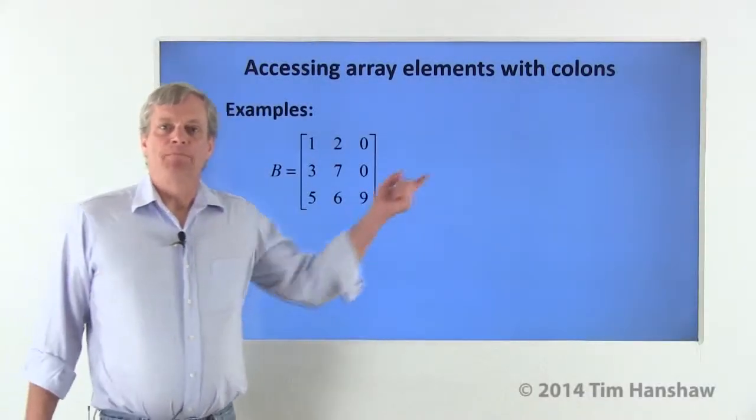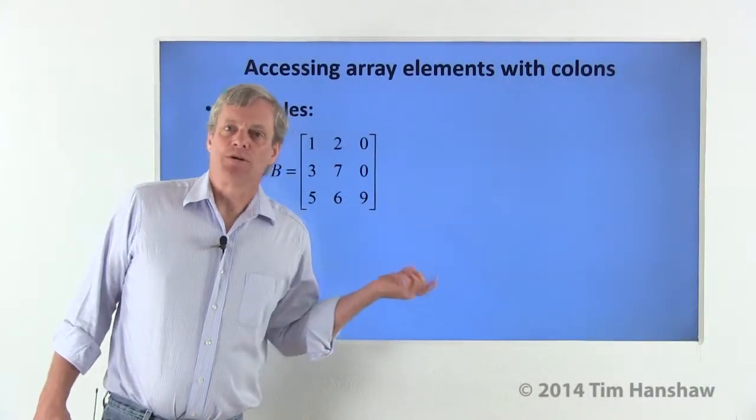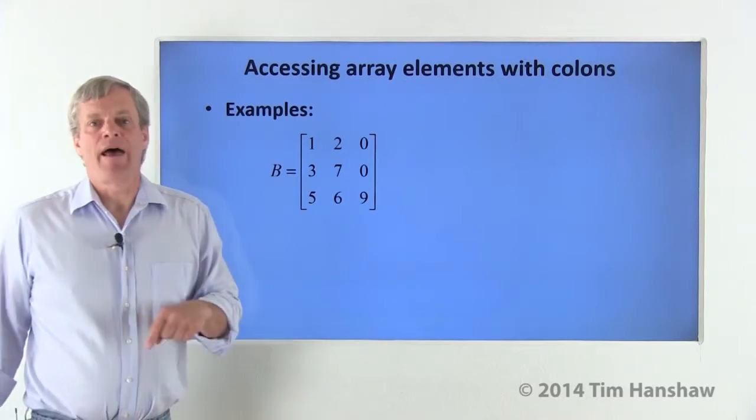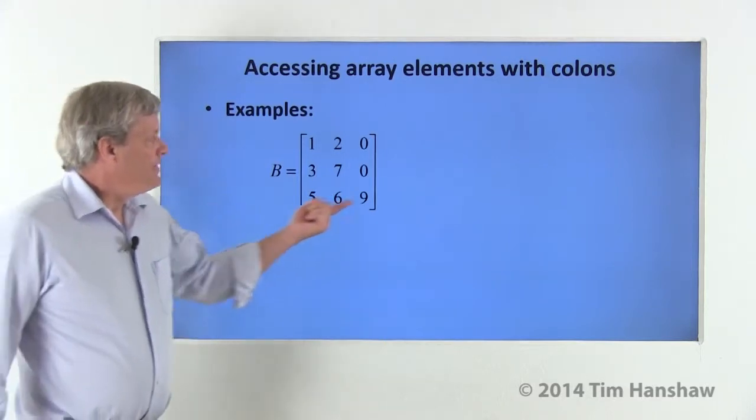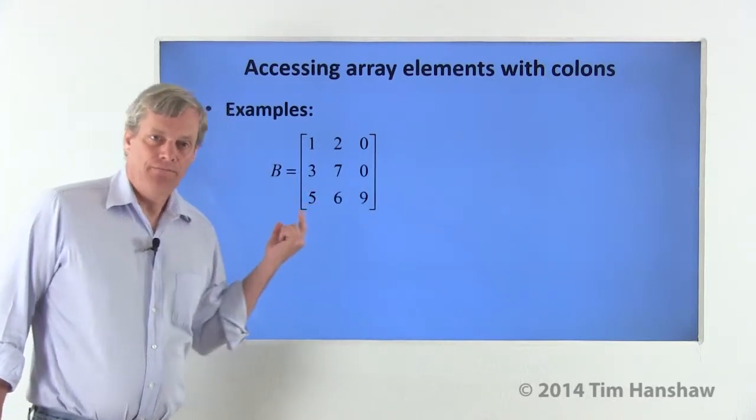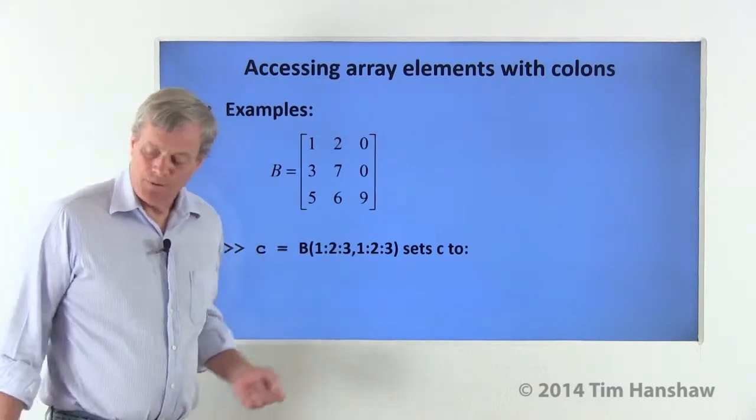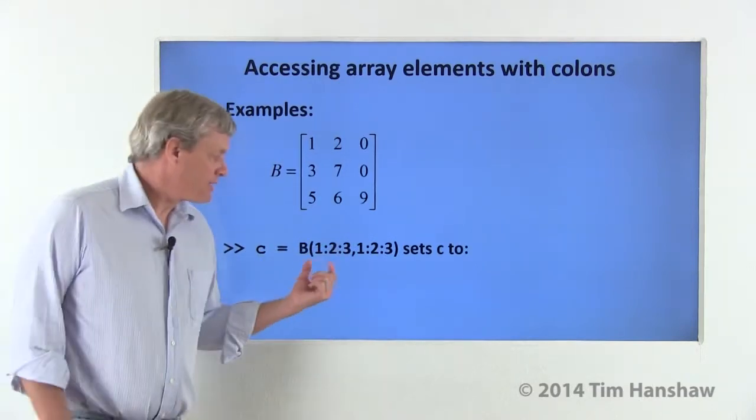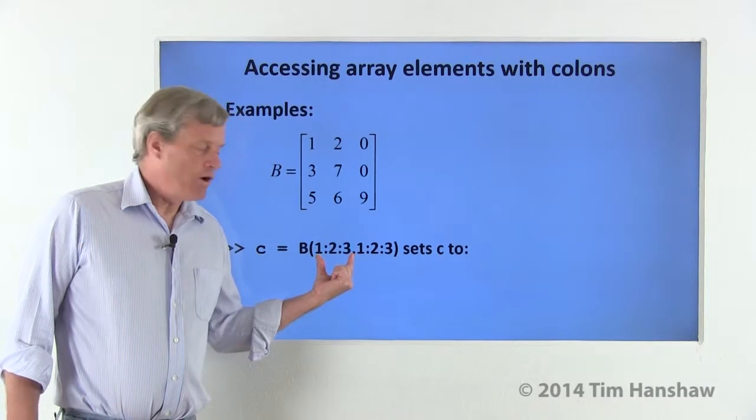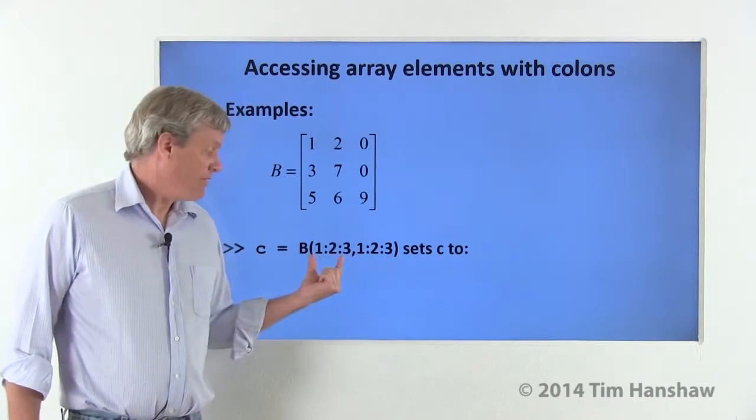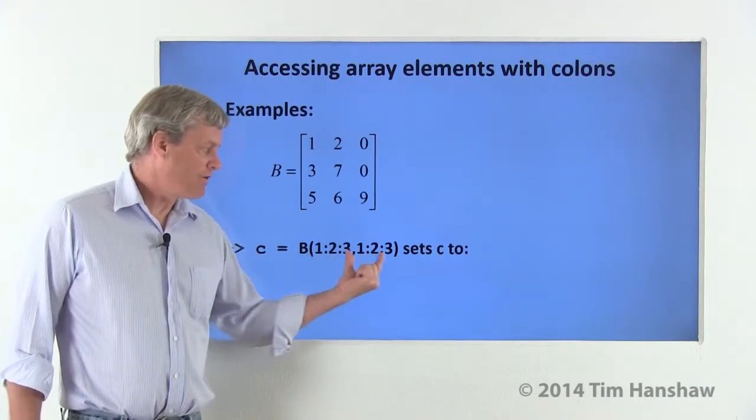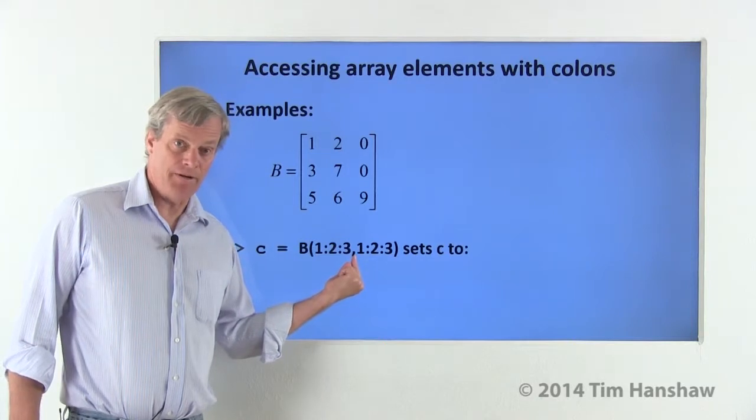First, I'll do a couple of examples on this whiteboard to see how this works, and then we'll do some more demos using MATLAB. This is the matrix we're going to be working with. My first example is to use this syntax. I'm specifying a series of rows and a series of columns. They're in the parentheses, they're in row column order, and they're separated by a comma.